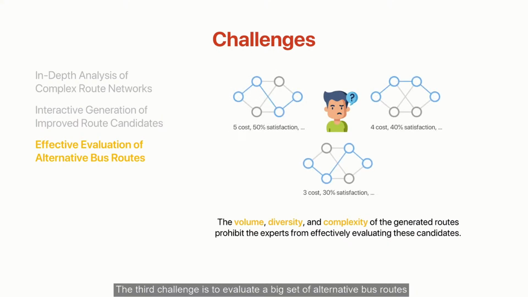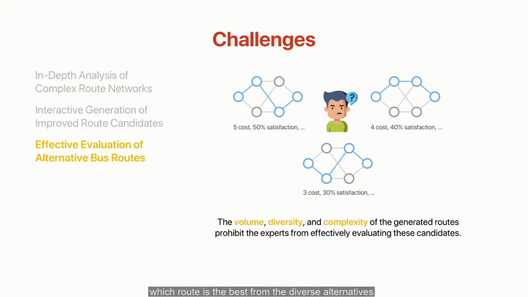The third challenge is to evaluate a big set of alternative bus routes. The system should help experts to efficiently decide which route is the best from the diverse alternatives.